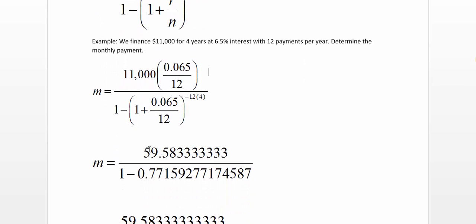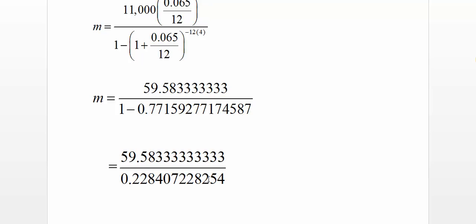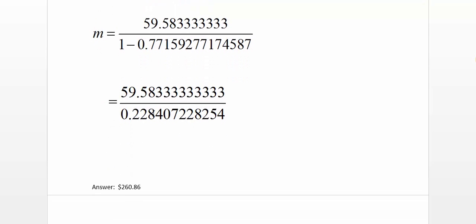I put the calculation of the numerator quantity here, I put the calculation of this portion in the denominator, then I subtracted it from 1, and then finally I did the division, and I get $260.86.